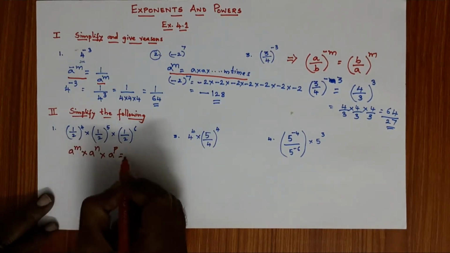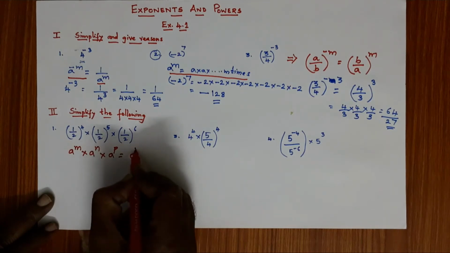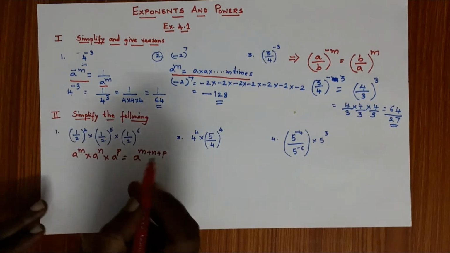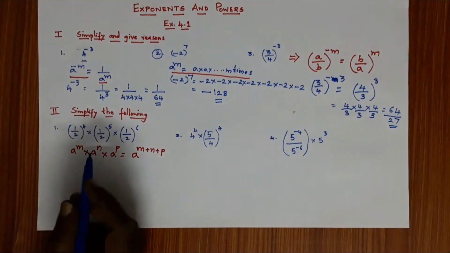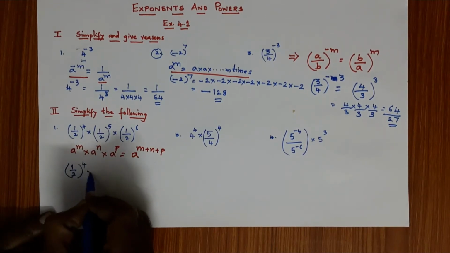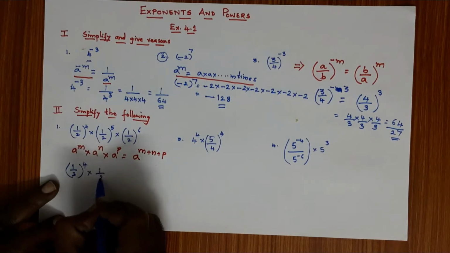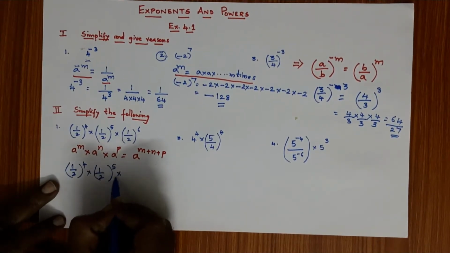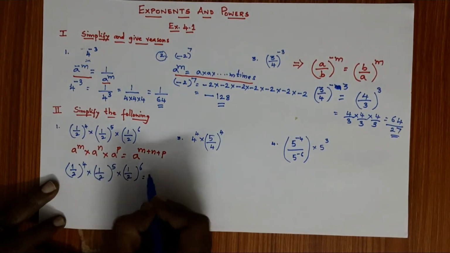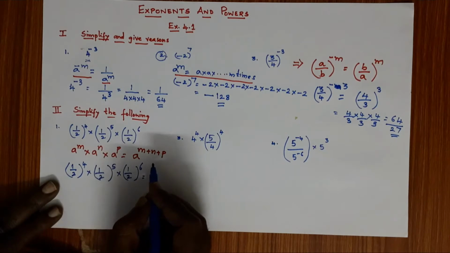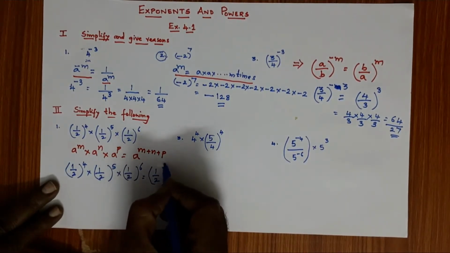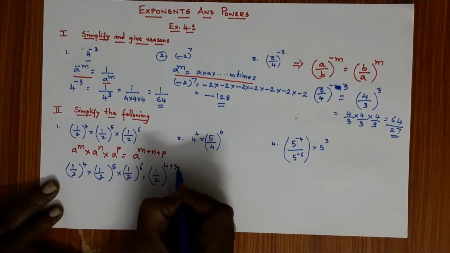That means the bases are equal, add the powers: m plus n plus p. Using this law, let us do the problem. So what is here? All the bases are (1/2)^4, (1/2)^5, (1/2)^6. The bases are equal, (1/2) and (1/2), so the powers should be added: (1/2) to the power of 4 plus 5 plus 6.